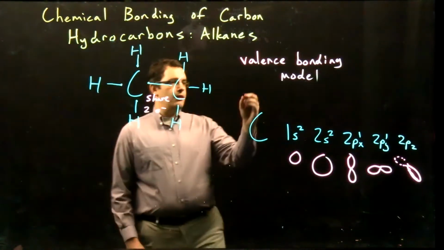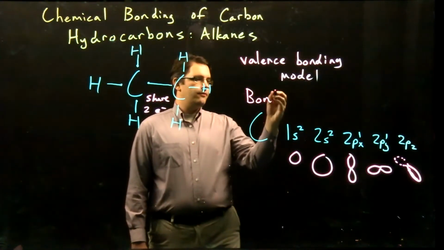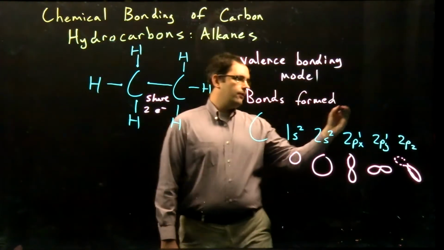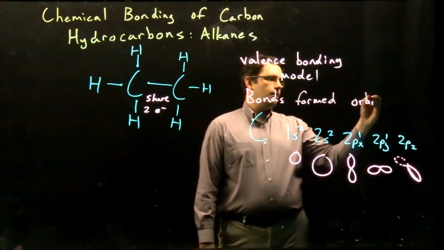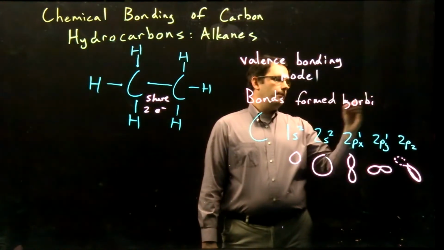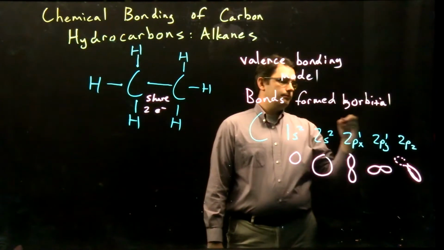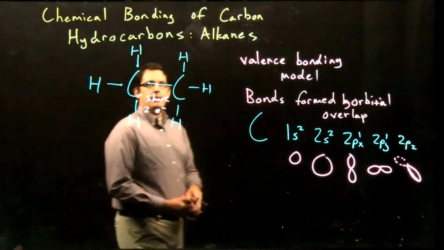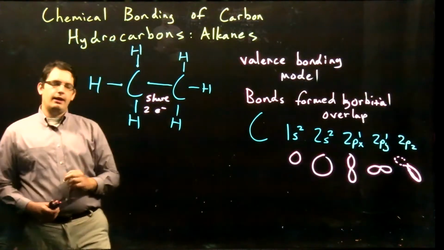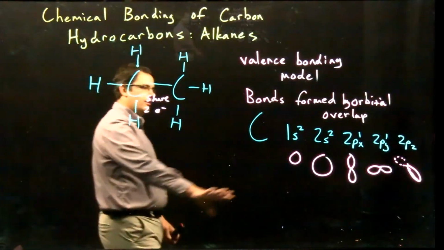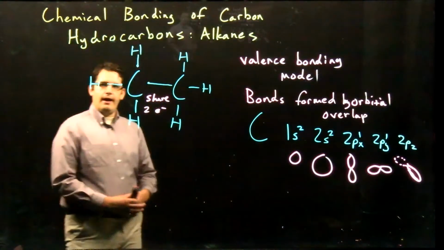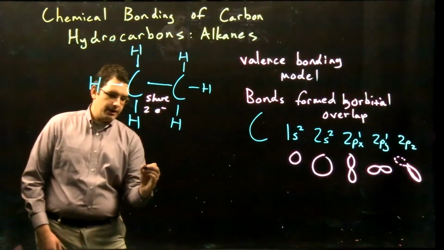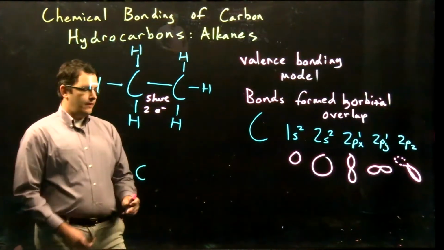Now, as I said, bonds are formed by orbital overlap in our valence bonding model. So if we have two carbon atoms bonding together, like I'm showing here, we have to have different orbitals overlapping between these carbons. So if I draw my carbon, I'm just going to show the orbitals.